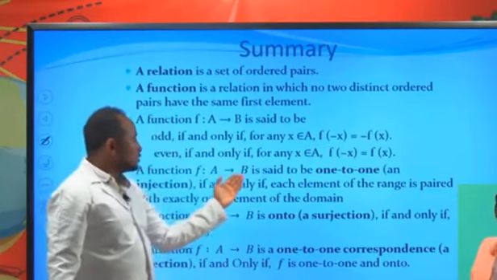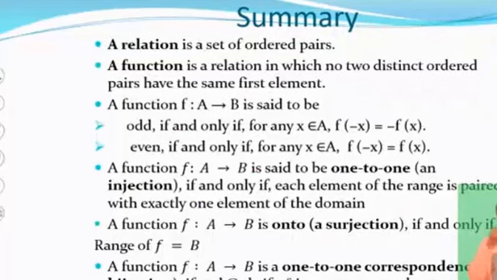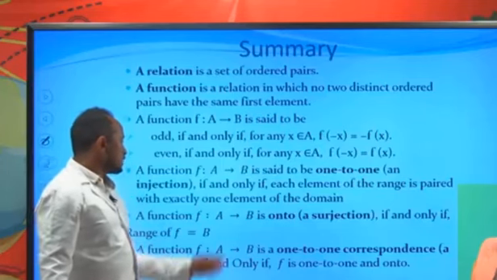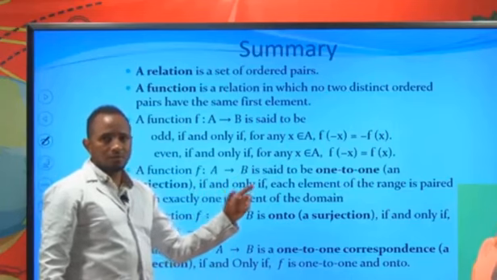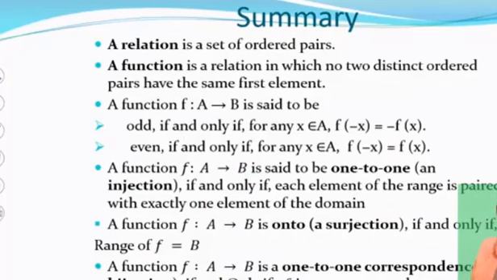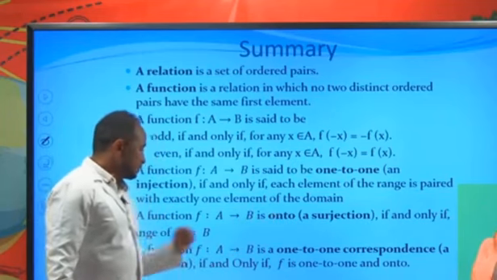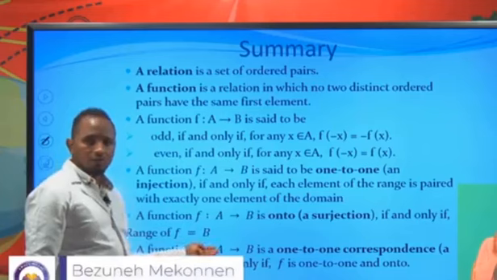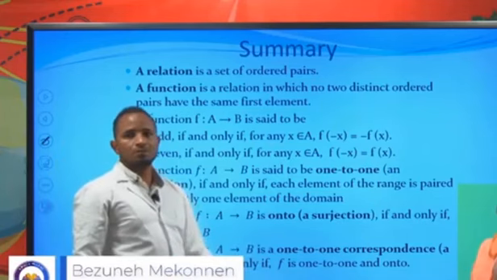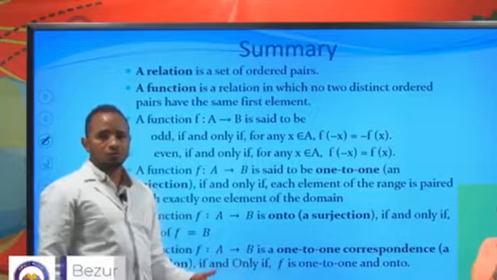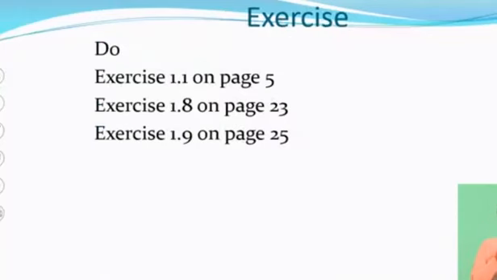And a function from A to B is said to be one-to-one, or an injection, if and only if each element of the range is paired with exactly one element of the domain, or if it satisfies f of x1 equals f of x2 implies x1 equals x2. In that case, we say the function is one-to-one. A function f from A to B is said to be onto, or a surjection, if and only if the range of f is B. And the function f from A to B is a one-to-one correspondence if it is both one-to-one and onto. And please do the exercise.